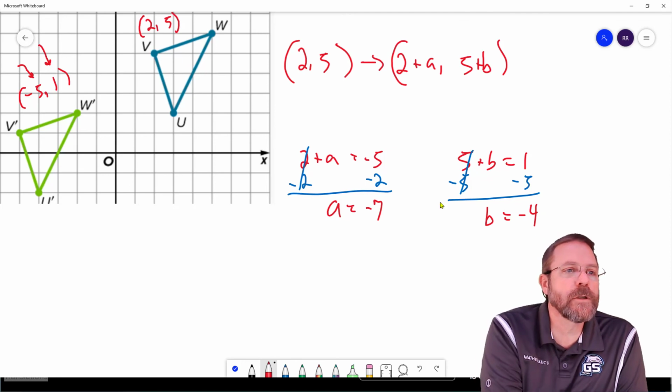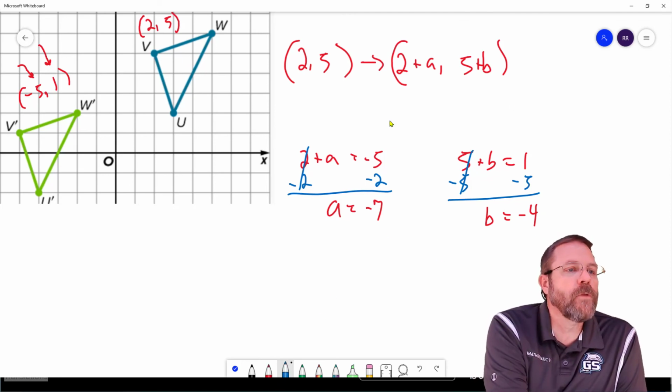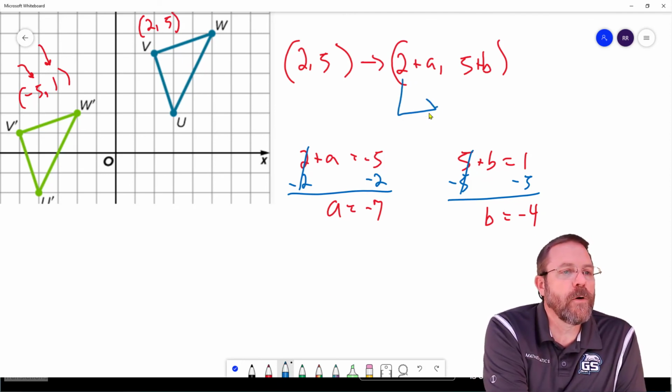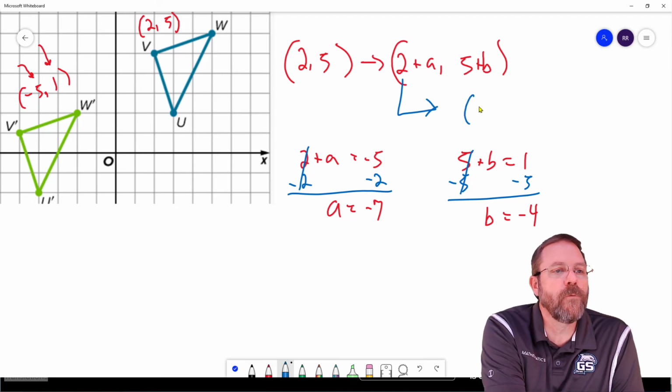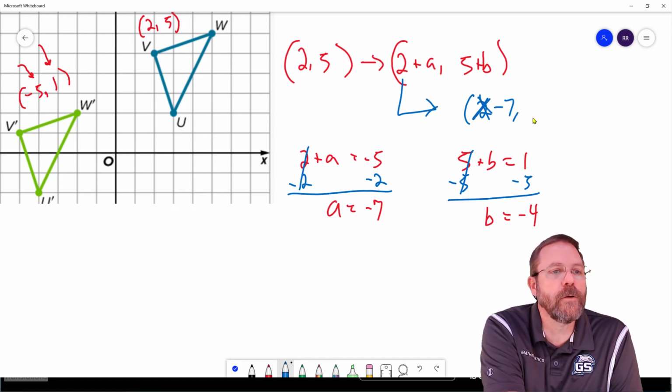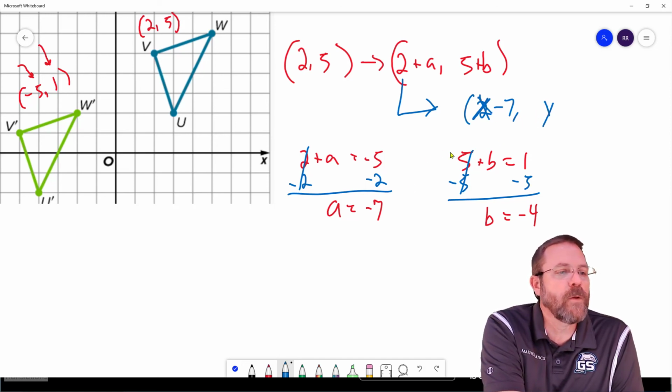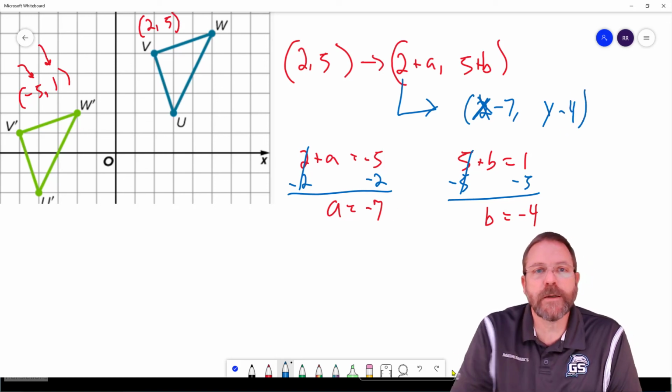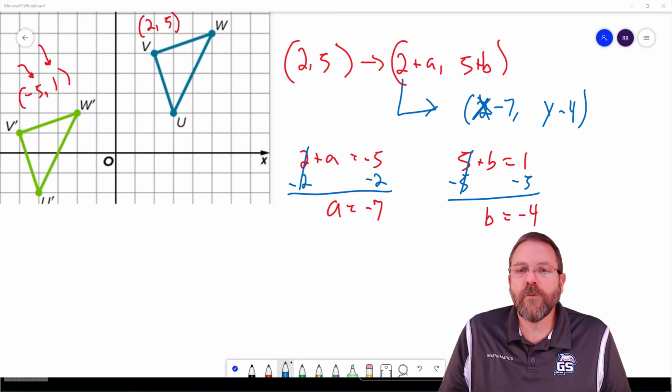Now we're almost done. The only thing we have left to do is to take this part and come down. My new formula, that should not be 2, that should be an x minus 7 for my formula for the x value, and the y value is going to be y right here, minus 4. So I have x minus 7, y minus 4.